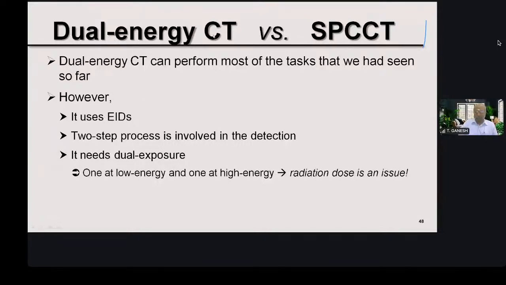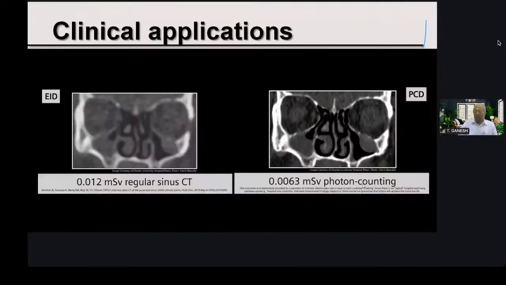One is dual energy CT uses energy integrating detectors, and it involves a two-step process as we had seen in the beginning. The X-ray photon is first converted into light, and then the light is detected to produce the signal. And it needs dual exposure, as we had just now seen. In dual energy, you have to expose the patient twice, one at low energy and one at high energy. That means that radiation dose is an issue.